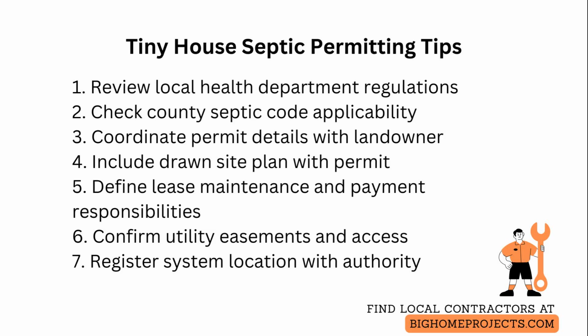Negotiate and write into the lease who is responsible for paying for installation, routine pump outs, maintenance, and any repairs so there is no dispute if a failure occurs. Confirm and document utility easements and right of access so inspectors and service contractors can reach the system without violating lease terms. Finally, register the system location and ownership contact with the local health authority if they allow a responsible party to be someone other than the landowner. And keep all permit documents, maintenance records, and inspection reports together and accessible.